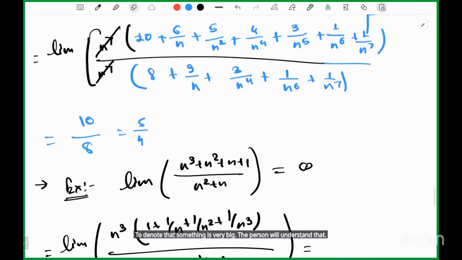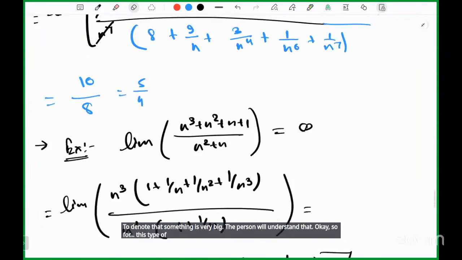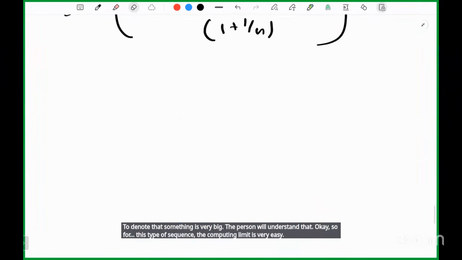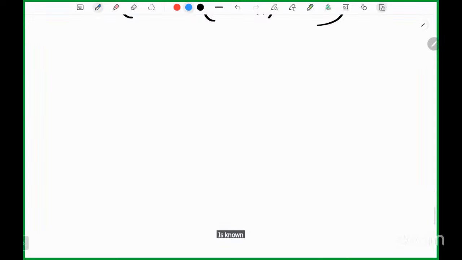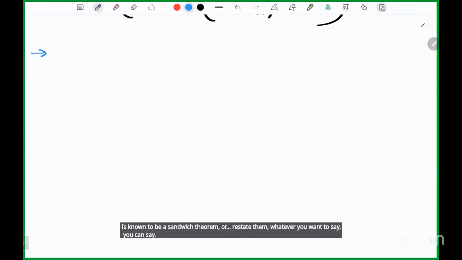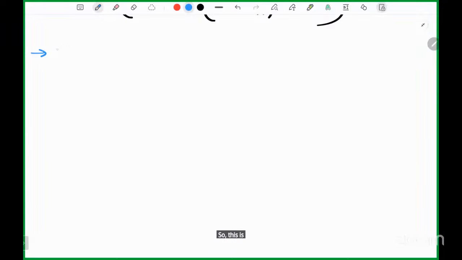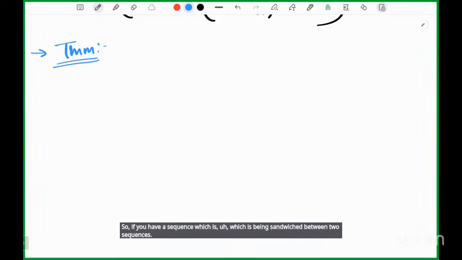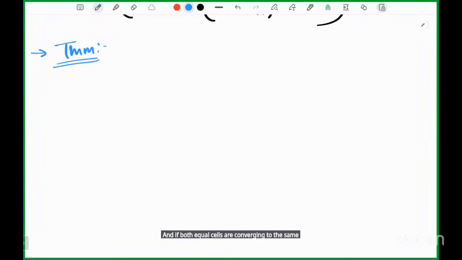So for these types of sequences, computing the limit is very easy. Now we have one more rule. It's known as the sandwich theorem or squeeze theorem, whatever you want to call it. This theorem goes like this. If you have a sequence which is being sandwiched between two sequences, and if both sequences are converging to the same limit, then they will force the middle sequence to go to the same limit.